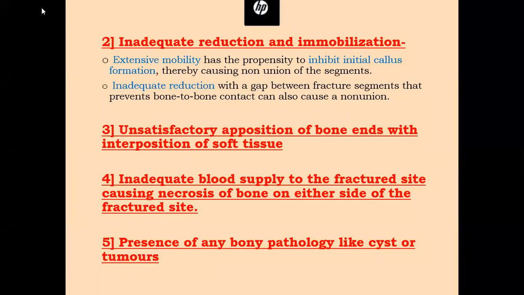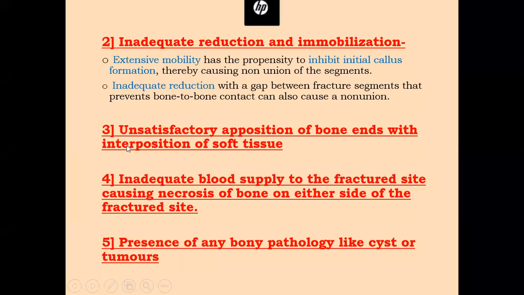The second cause is inadequate reduction and immobilization. Excessive mobility has the propensity to inhibit initial callus formation, thereby causing non-union of the fractured segments. If we do not immobilize the fracture properly, due to excessive mobility the initial callus formation does not occur. Hence, those fragments do not unite together and there is non-union. Then inadequate reduction with a gap between the fractured segments, which prevents bone-to-bone contact, can also cause non-union.